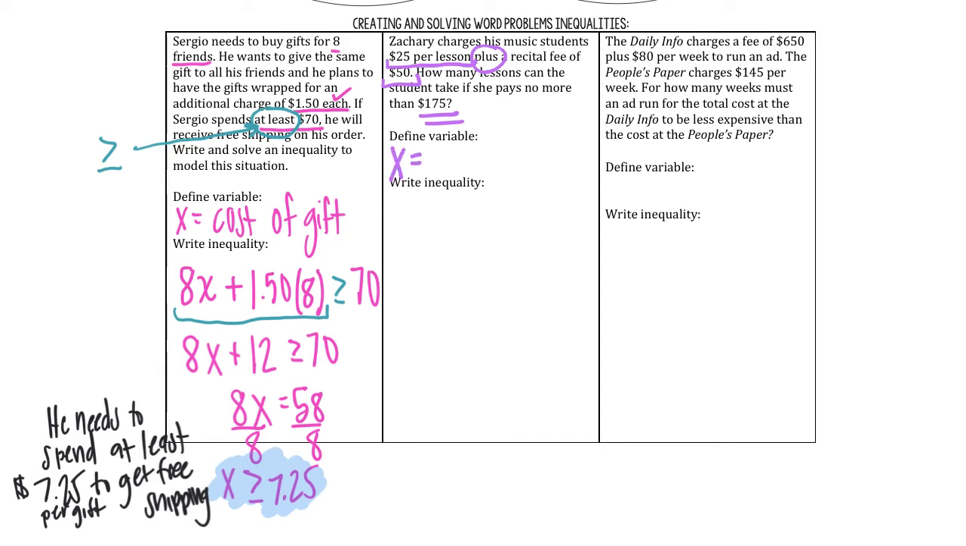Go back to the problem and try to figure out what your unknown is. They tell us how many lessons. So x is the number of lessons that Zach can take. And now let's try writing the inequality. Each lesson costs $25. So 25 needs to be multiplied with the number of lessons. Not only that, what else is he being charged for? Well, the recital.